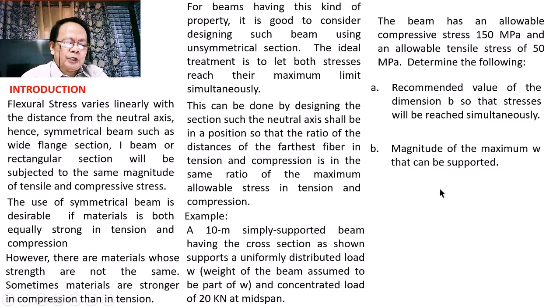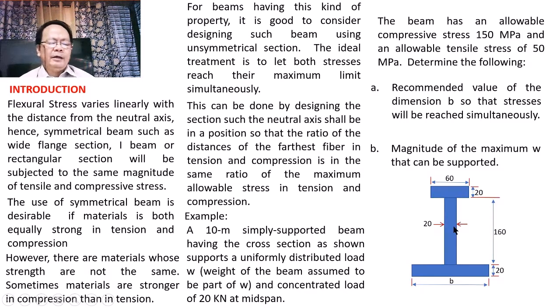The beam cross section is shown in this manner. Okay, we have here a section that is unsymmetrical. So we have flanges on both ends of the web. However, the flanges are of different size. The upper flange has a dimension of 60 millimeter and a thickness of 20 millimeter, while the lower flange has a thickness of 20 millimeter and a width equal to an unknown value B.